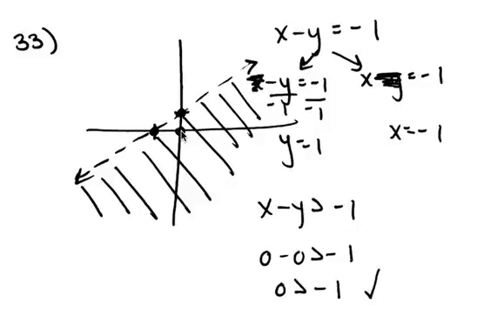Therefore, I'm going to shade on the same side of the line as the point 0, 0, and I've shaded down.